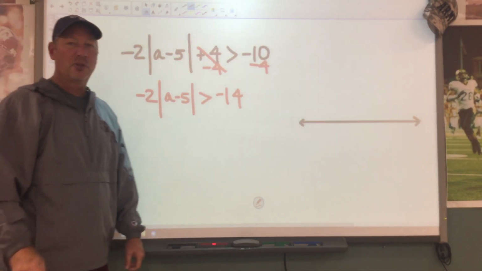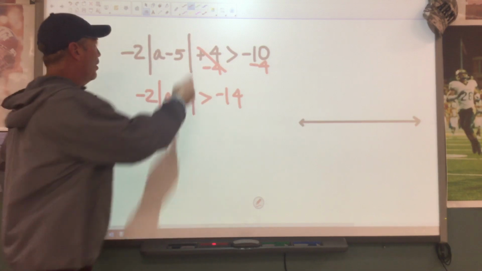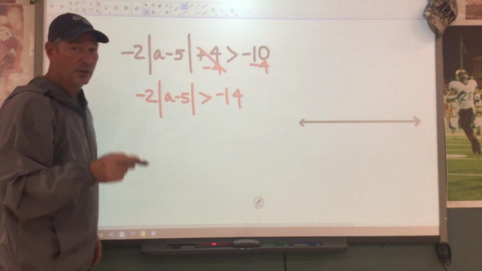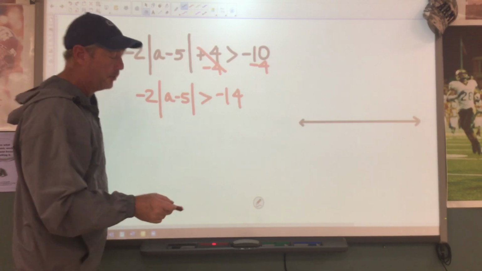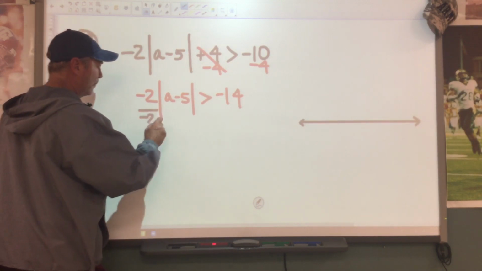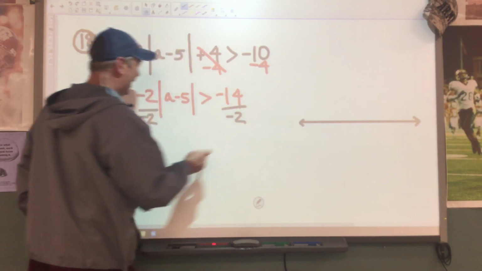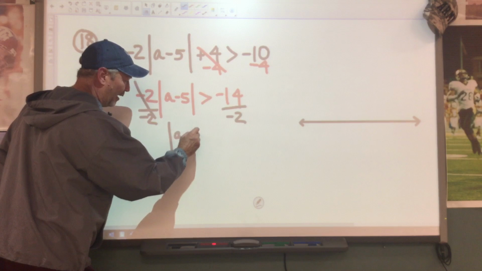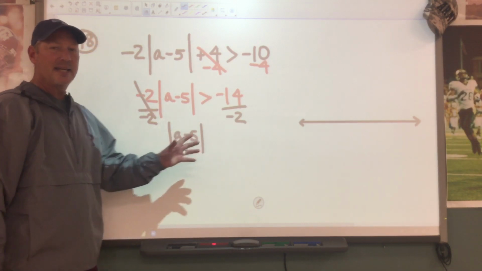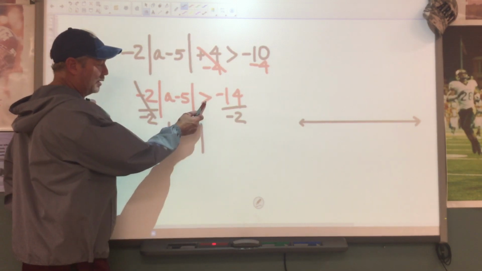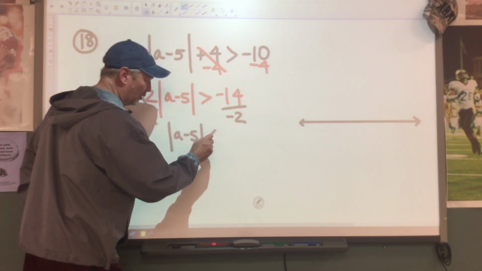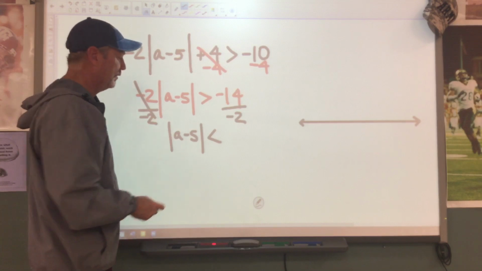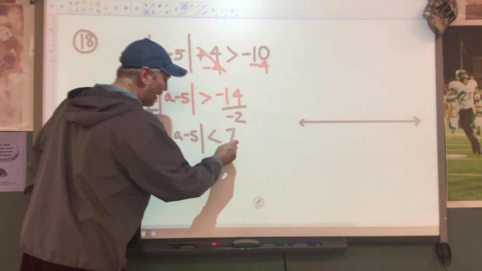Still need to get my absolute value by itself. So now, I'm going to divide by negative 2. Oh, that's right. Divide by a negative number. So we're dividing by negative 2. This will cancel. I'm left with a minus 5. But since I divided by a negative, I have to flip my symbol and point it the other way. This is going to be less than. A negative divided by a negative is a positive. That's going to get me a 7.